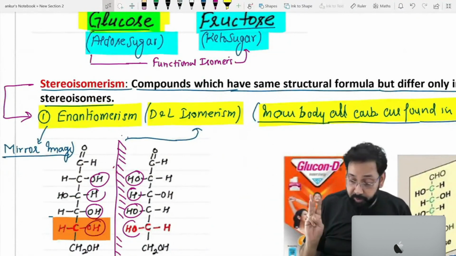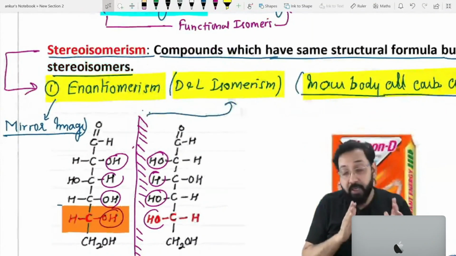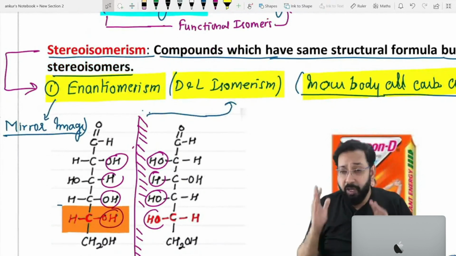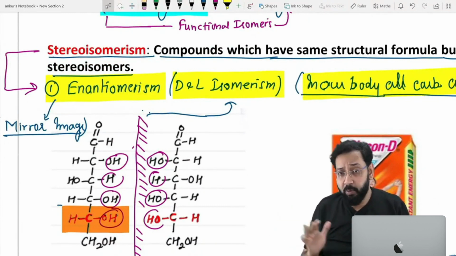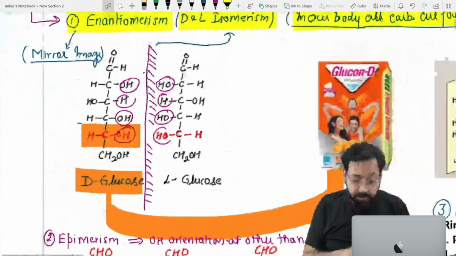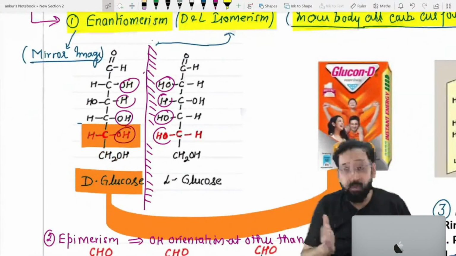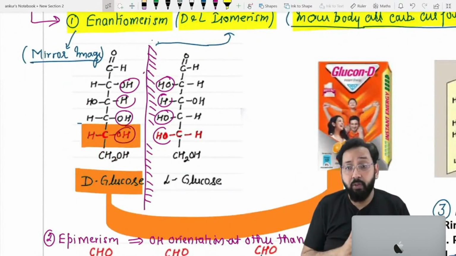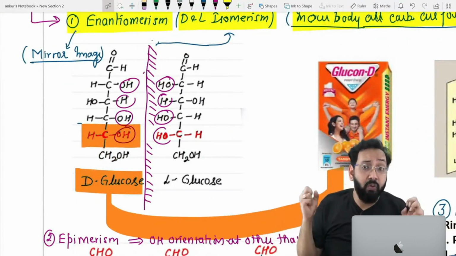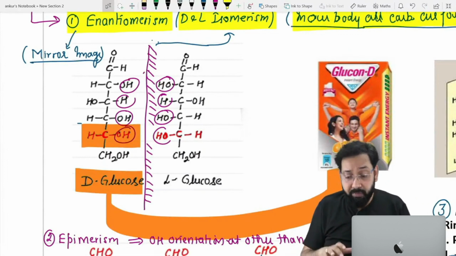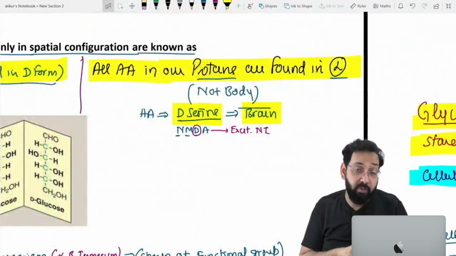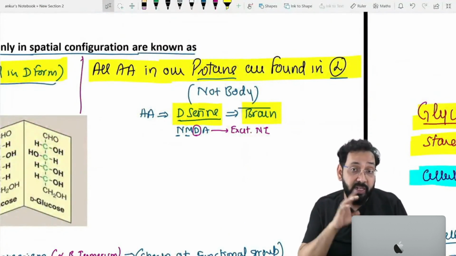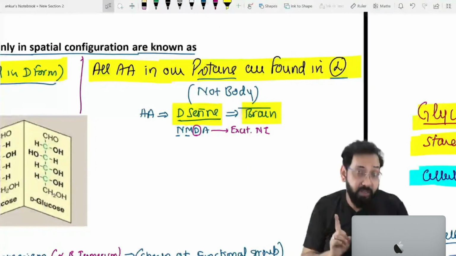We found 3 types of stereoisomerism are important. Enantiomerism, mirror image. Wherever you find a mirror image, you will remember enantiomerism, which is also called capital D and capital L isomerism, seen at the penultimate carbon. At the penultimate carbon, if OH is on the right side, it is D-glucose, on the left side, L-glucose, and the mnemonic is Glucon D. All carbohydrates are found in the D form. Amino acids also show enantiomerism. All amino acids in our protein are found in the L form, and a few amino acids in our body, like D-serine in the brain, and NMDA neurotransmitter, are found in the D form. Enantiomers are mirror images.